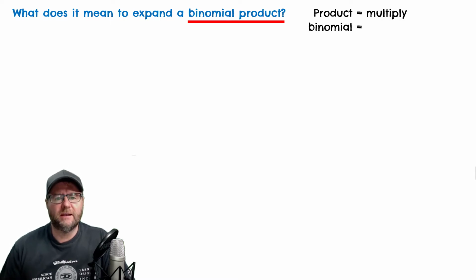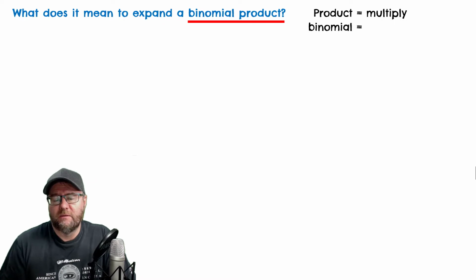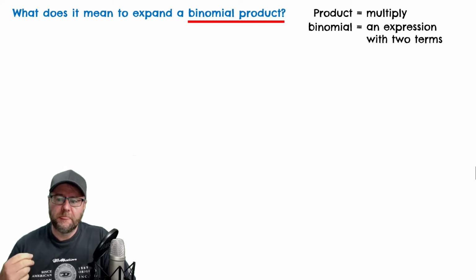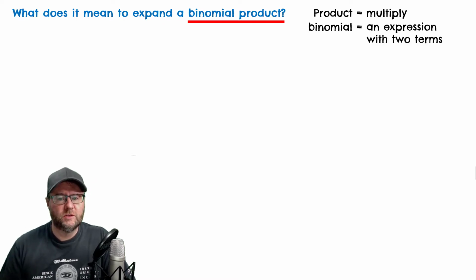Well, if you think about that prefix bi, a bicycle has 2 wheels, a biplane has 2 wings. So bi, the prefix, means 2. So we're multiplying expressions that have 2 terms. So a binomial has 2 terms, and a product is what you get when you multiply them together.